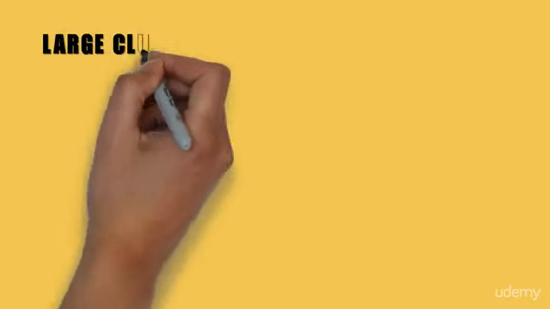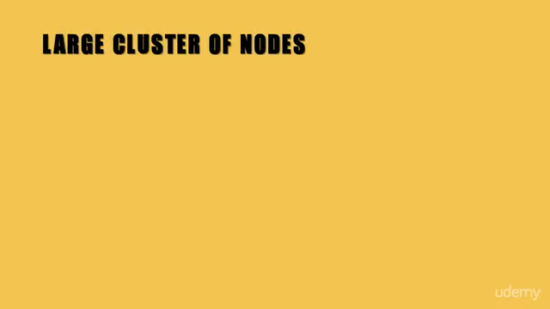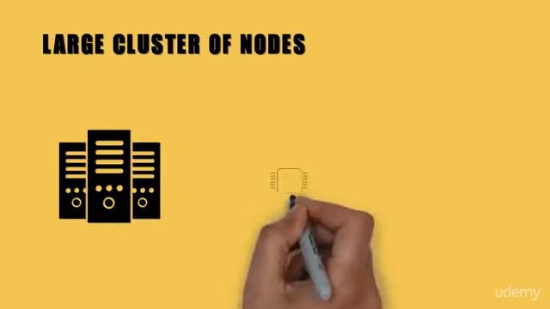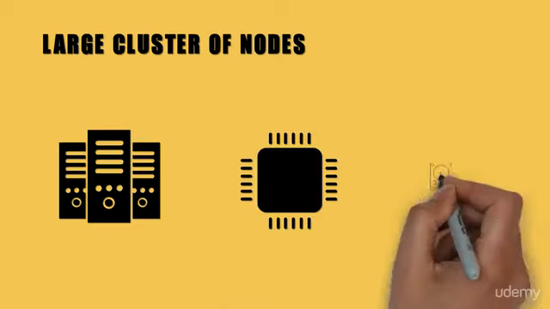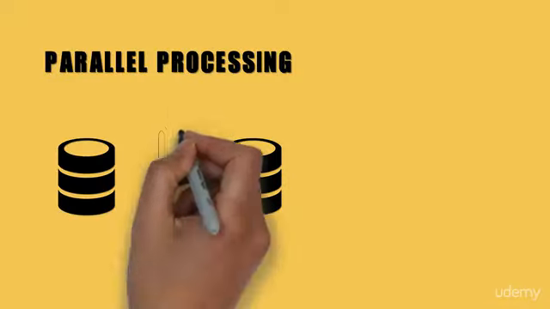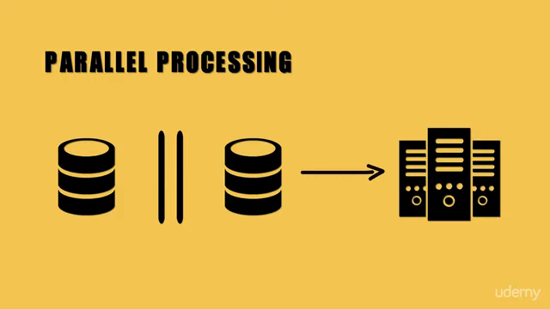The next important feature on the list is that Hadoop supports a large cluster of nodes. Therefore, a Hadoop cluster can be made up of hundreds and thousands of nodes. One of the main advantages of having a large cluster is that it offers more computing power and a huge storage system to the clients. The next important feature is that Hadoop supports parallel processing of data. Therefore, the data can be processed simultaneously across all the nodes within the cluster, thus saving a lot of time.